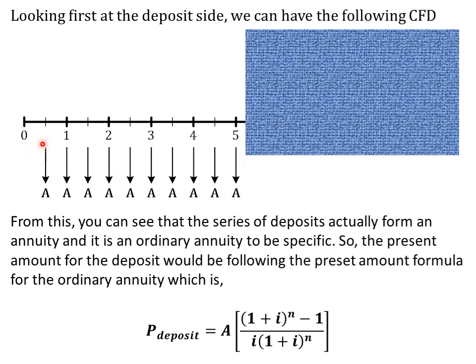Right? The first payment is made at the end of the first period. So this is your first period, at the end, the first payment. Another period, at the end, another payment. So this is just an ordinary annuity. So for the deposits, the present amount would follow the present amount formula for the ordinary annuity, which was this one. So recall the present amount formula for your ordinary annuity.